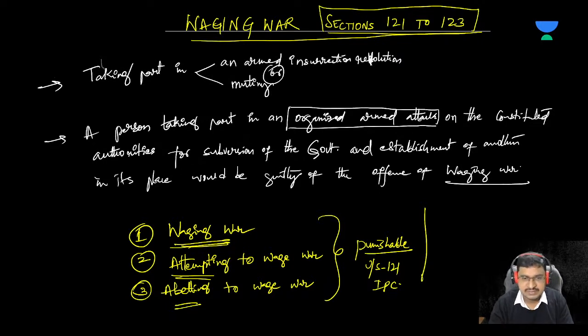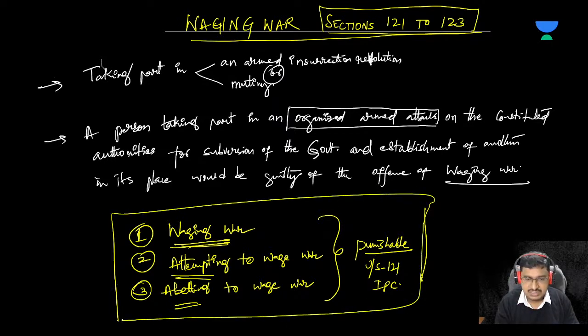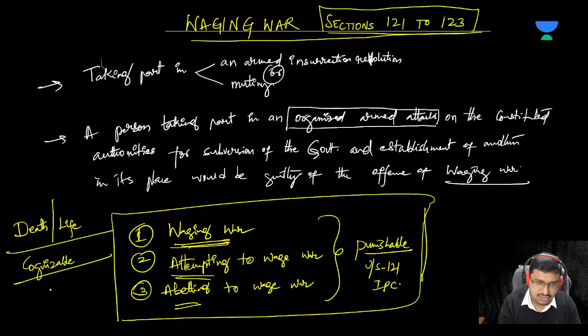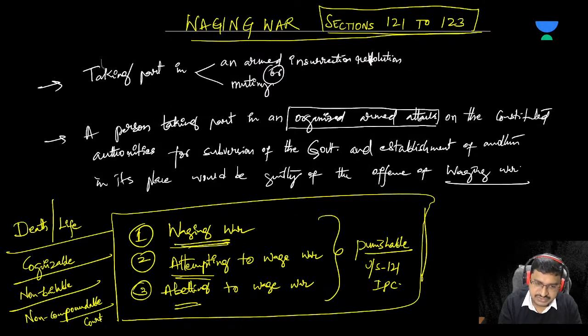Coming to the classification of offence, friends, the punishment is death penalty or life imprisonment. This is a cognizable offence, and this is a non-bailable offence, and it is non-compoundable in nature. It should be tried by court of sessions.